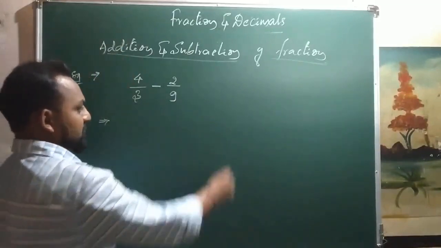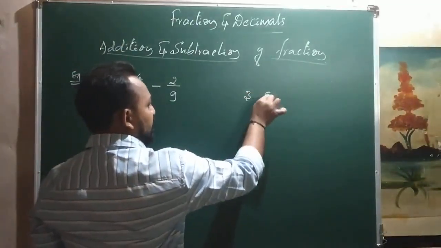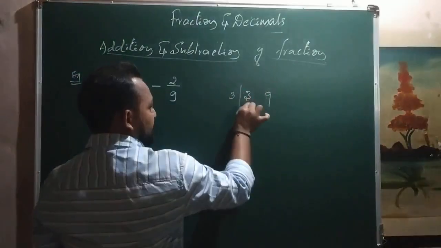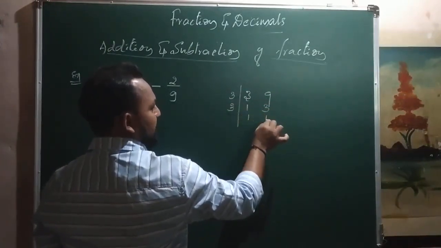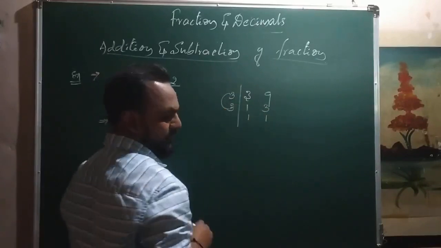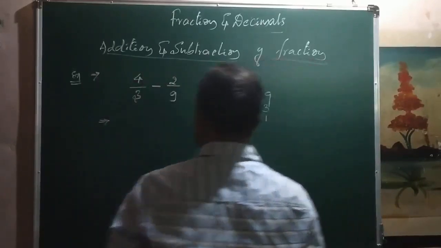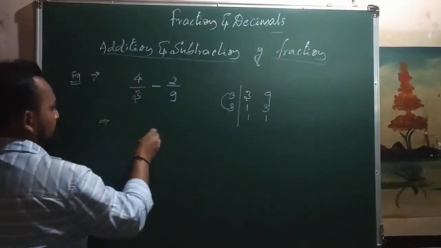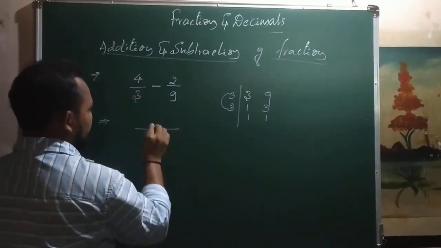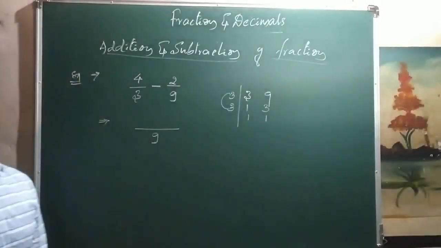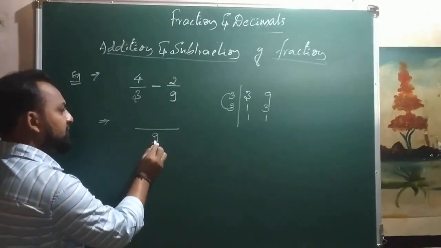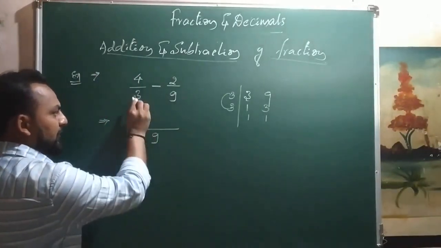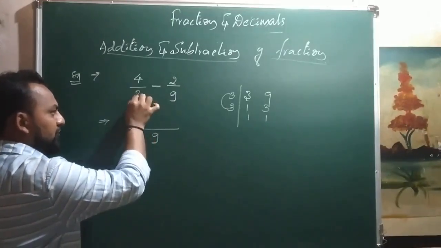Here the LCM of 3 and 9. 3 1s are 3, 3 3s are 9. It means 3 into 3. 3 3s are 9. 9 is the LCM. Okay. Then 9 is the LCM here. 9, 3.